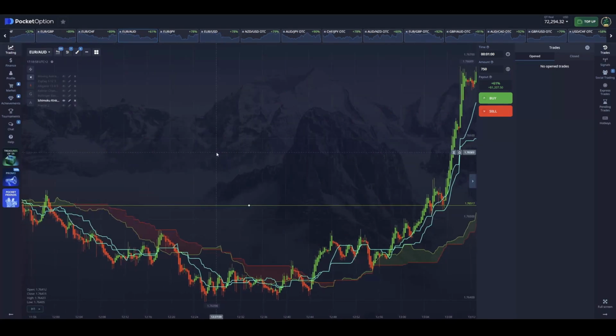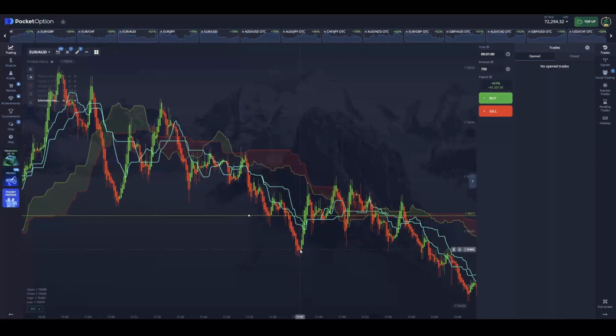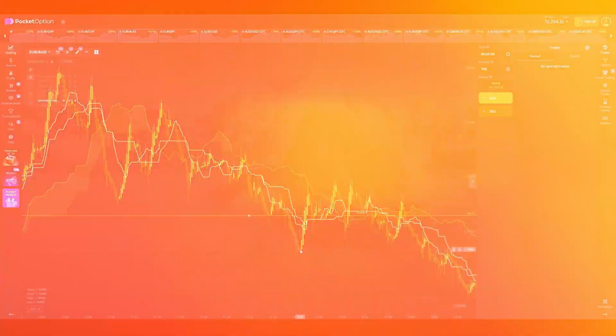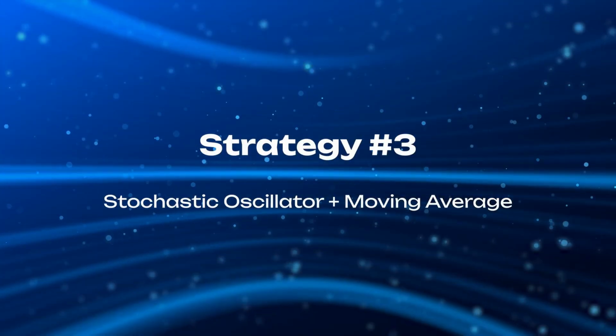So I've shown you the settings and also how to use them. If you have any questions, write to our managers. They'll explain everything in more detail. Let's move on to strategy number 3. Strategy number 3: stochastic oscillator and moving average.